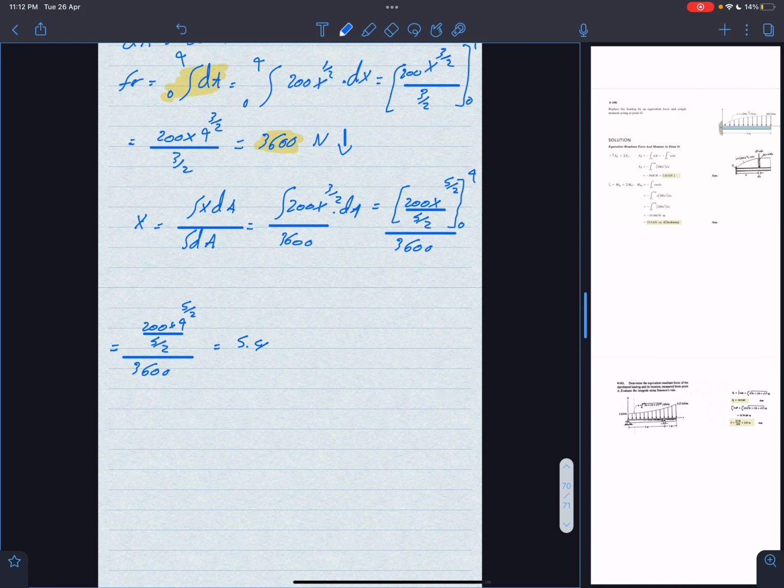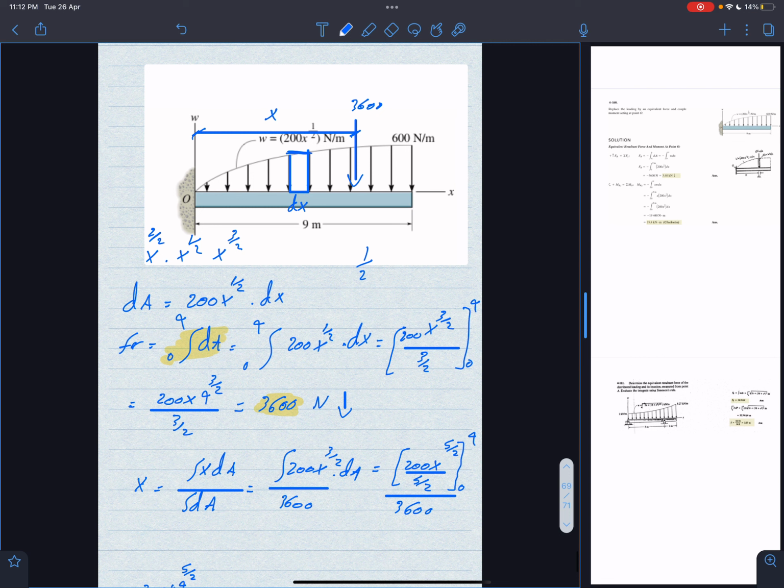And we get 5.4 meters. So this is the location of the force. So 5.4 meters.